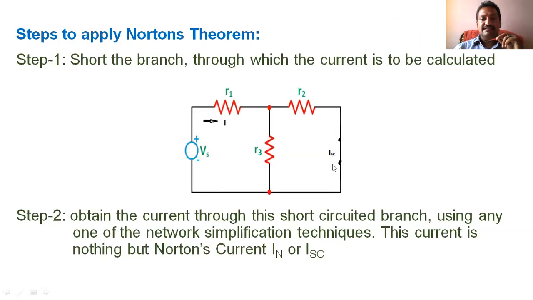I need this ISC. I evaluated this I. I is equal to Vs divided by R total. We evaluated. Then I need this ISC. By applying the CD rule, current division rule, the total current at this node is I multiplied by the opposite resistance, which is R3, and the total resistance R3 plus R2.